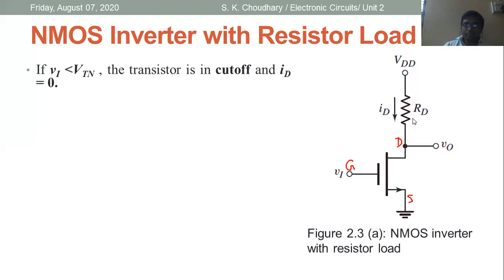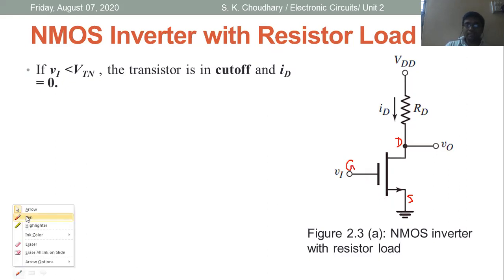Vi is the AC signal with DC biasing, the combination of AC plus DC. Output is also a combination of AC plus DC. Current is again a combination of AC plus DC. Only the supply voltage is DC. Okay, now we have to know the basic condition. Vi and VGS are the same here because there is no resistance between them.